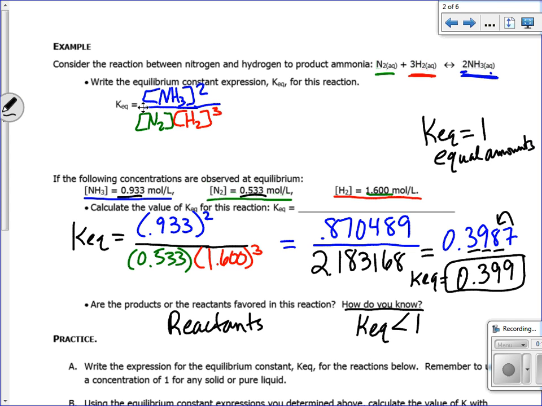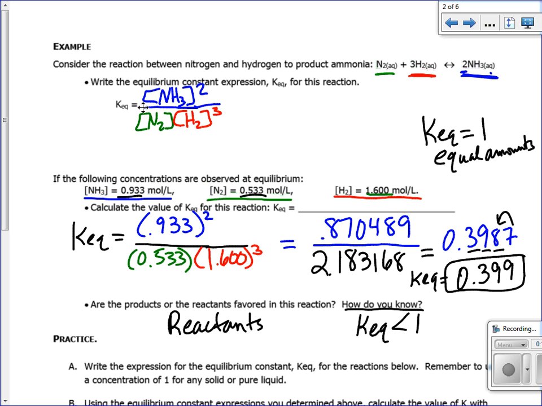Doesn't lie on either side. They're equal. Okay? That's rare. Doesn't happen very often, but okay. A lot of times, a lot of reactions go heavily on the product side, and then some of them barely get started, so you have more reactants.